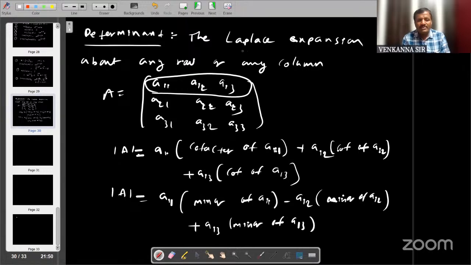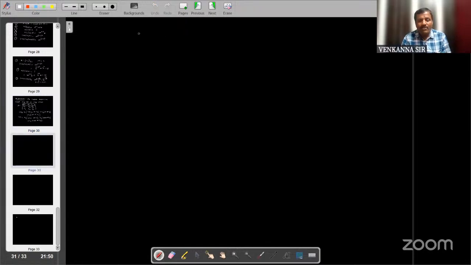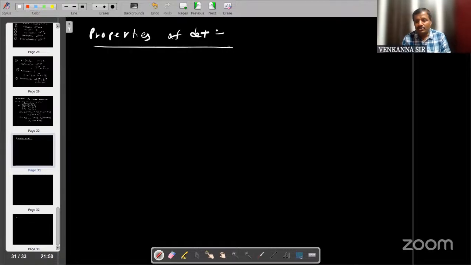Who was the mathematician who invented the determinant expansion? Laplace. Laplace invented this expansion. This determinant expansion is the same with respect to any row or any column. So that is the determinant definition. What are the properties of the determinant? Very, very important, all properties. What are the different properties of the determinant we have?